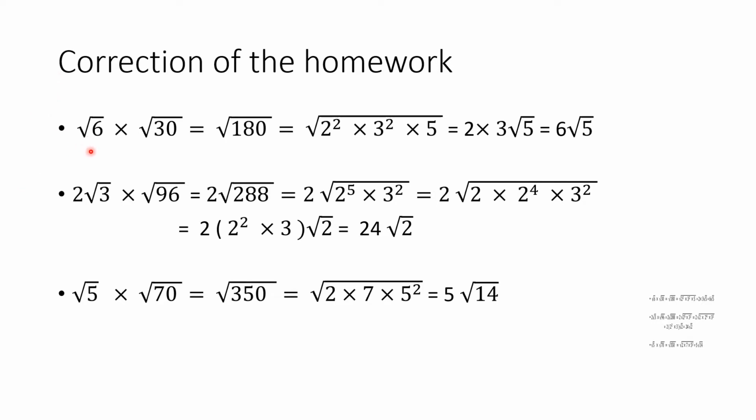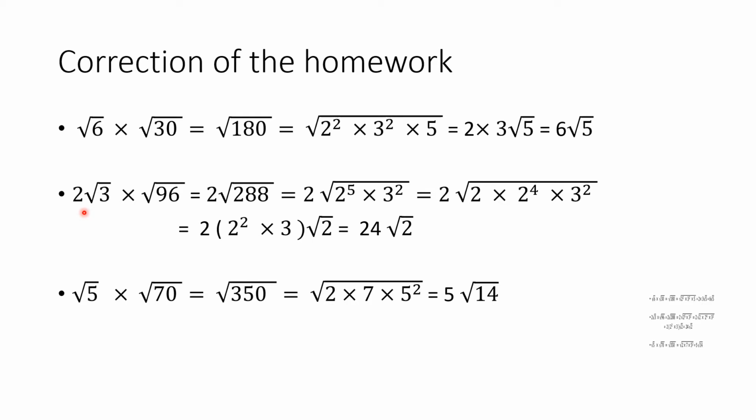In number 1, radical 6 times radical 30. We need to multiply 6 by 30. It gives radical of 180. Then, using the prime decomposition of the value 180, we get a radical of 2 square times 3 square times 5. Reducing this writing, we get 2 times 3 radical 5, or you can directly write 6 radical 5.